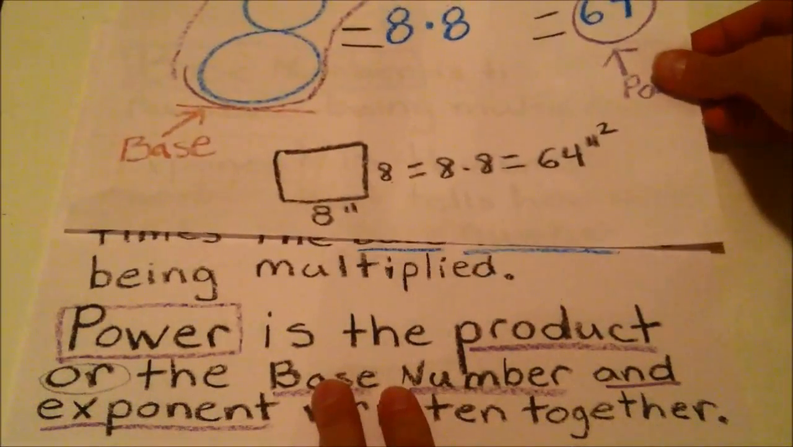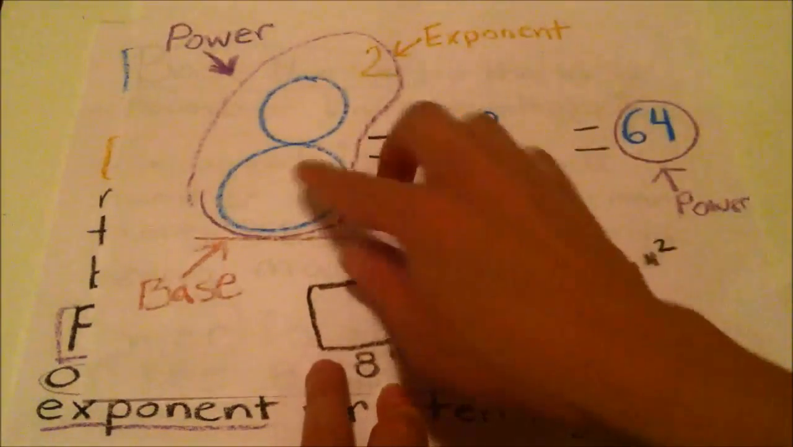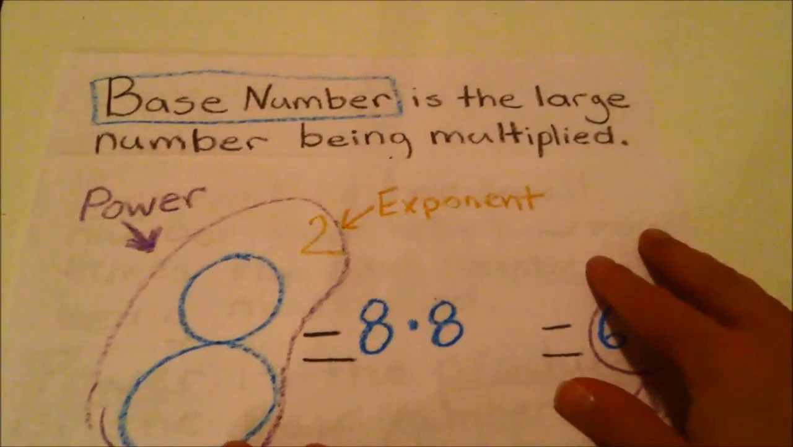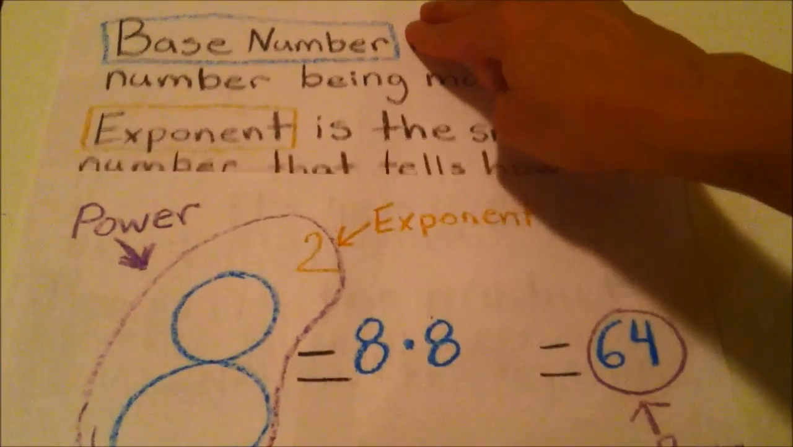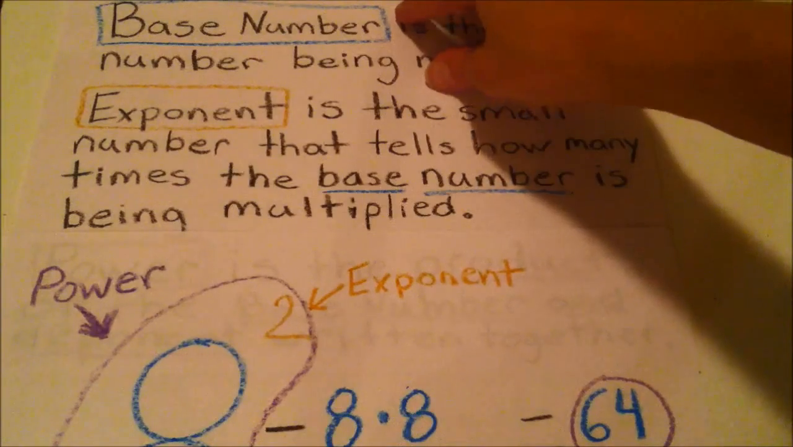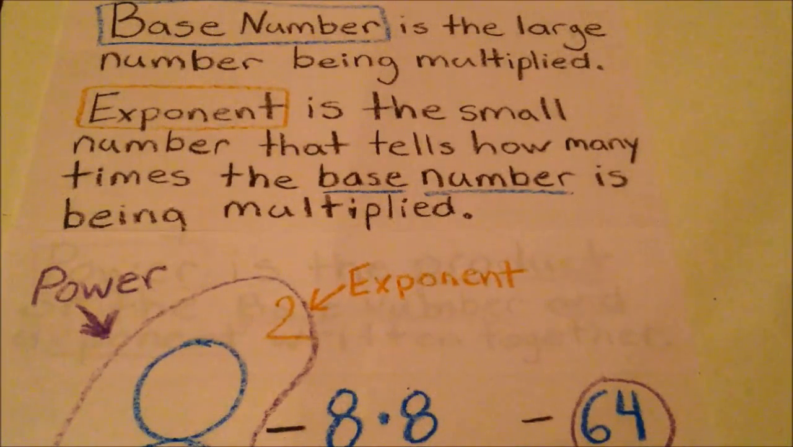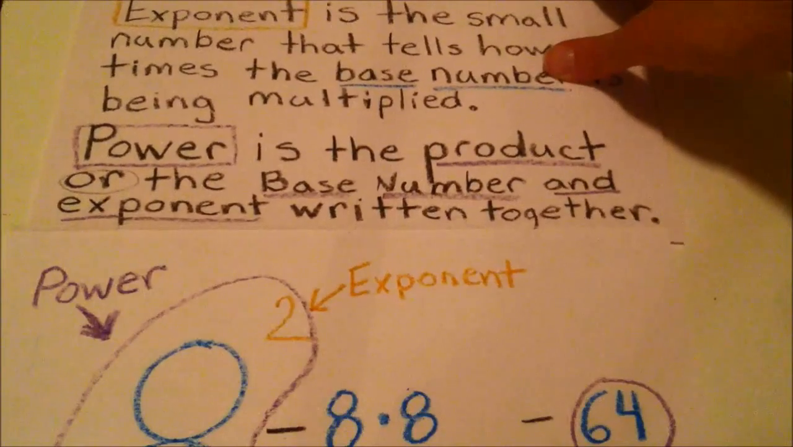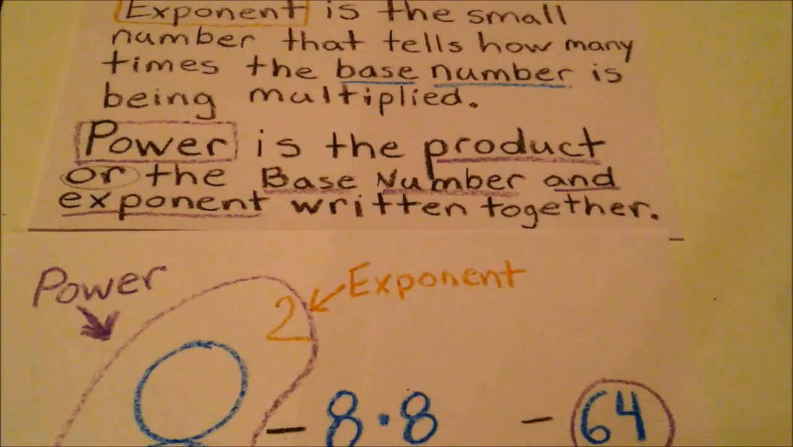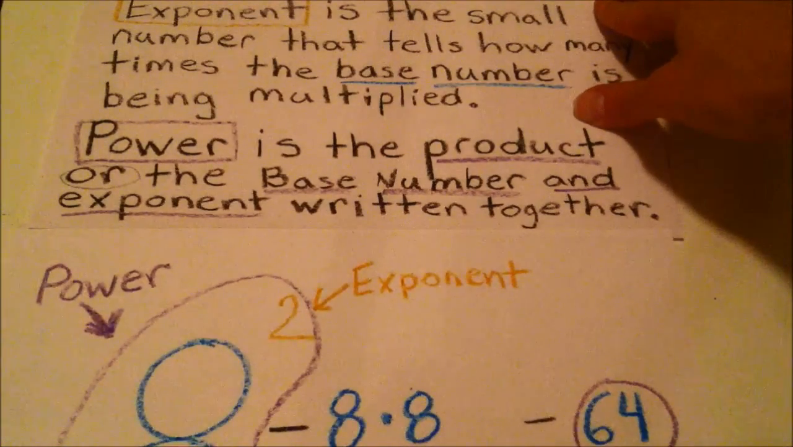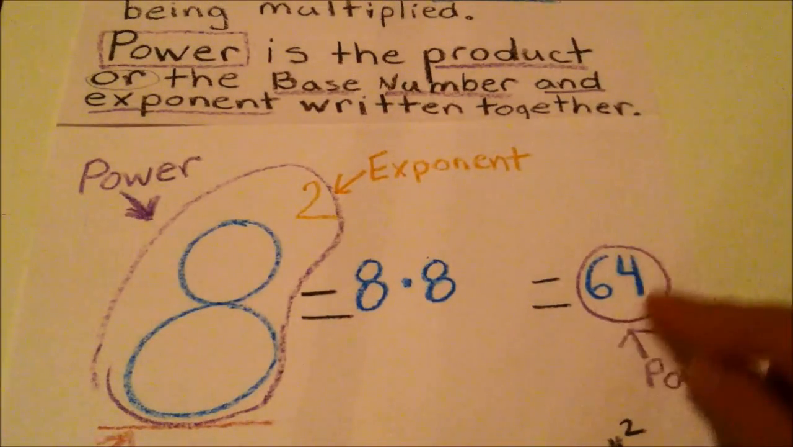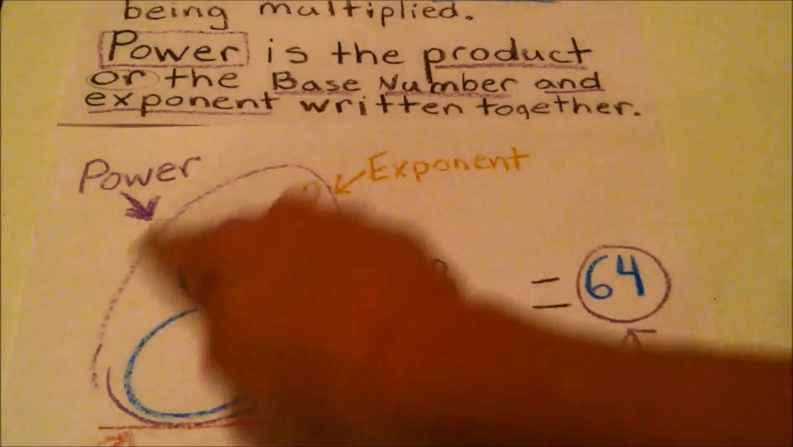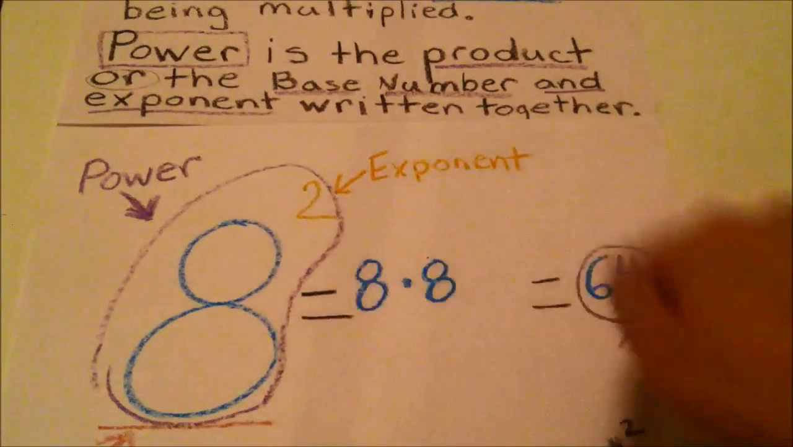Now let's look at some of these definitions. First, we're going to start with a base number, which would be the large number 8. The base number is the large number being multiplied. Next, we're going to look at exponent. The exponent is the small number that tells how many times the base number is being multiplied. And then the power. The power is the product or the base number and exponent written together. So the power is the product, here the 64, or the base number and the exponent written together, 8 squared, because the two are equivalent.